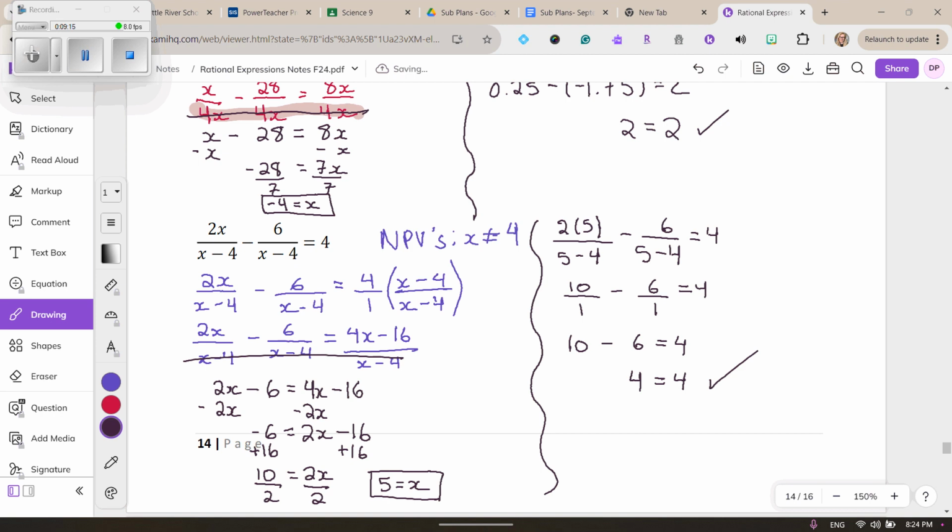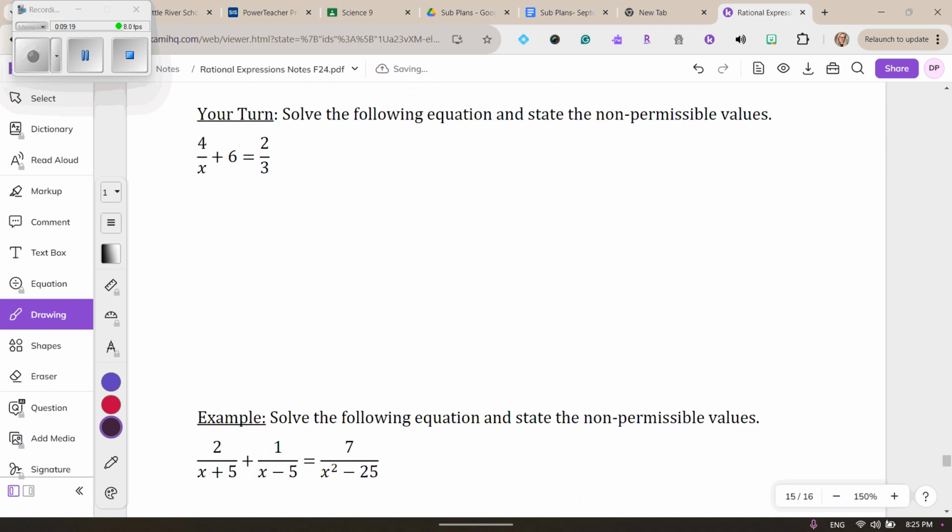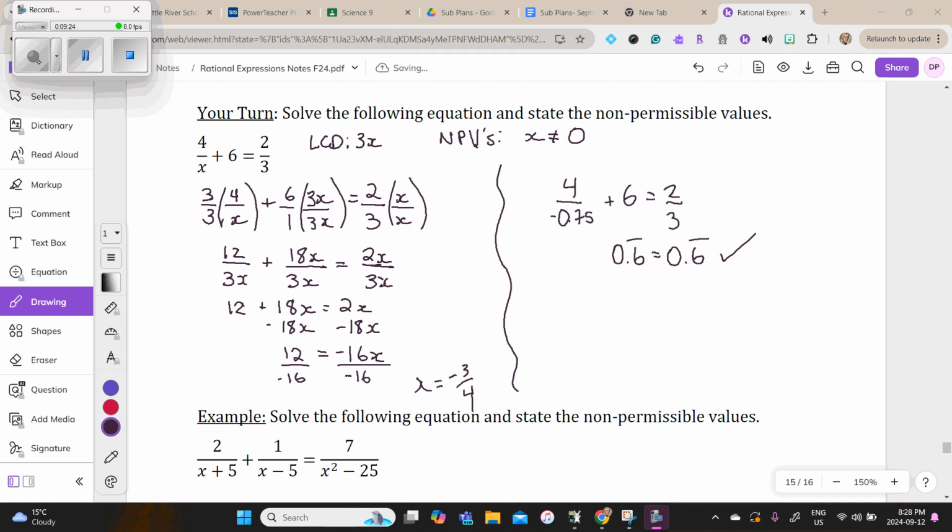Okay, we are done. It is now time for you guys to try the your turn. Pause the video. Here is my solution for the your turn. Pause the video if you need to check your answer. We are now going to move on to the next example.